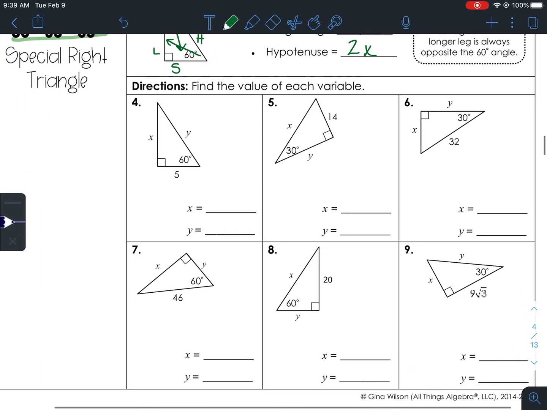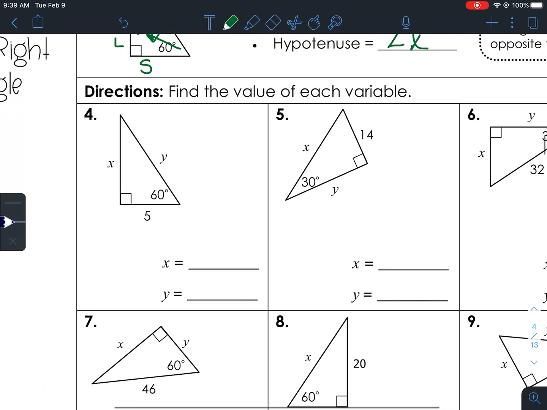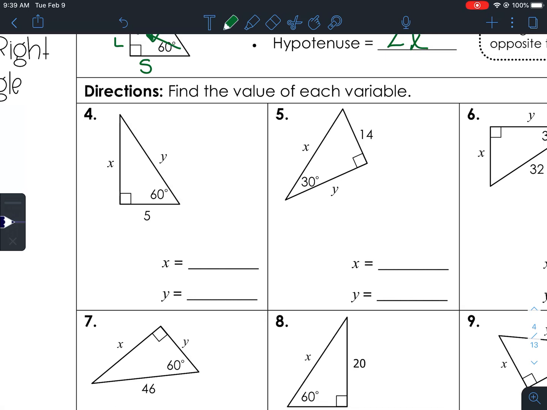All right, let's get started here. First thing I always do when doing some examples is label which one's my shorter, longer, and hypotenuse. So this one I know is my hypotenuse because that's opposite of my 90. Here's my 30-degree angle, which means that one is my shorter side and this one is my longer side. Okay, so shorter to longer, I'm going to multiply by the square root of 3. So x gets to be 5 square root of 3. And then going from short side to hypotenuse, I'm going to multiply by 2. So this one gets to be 10.